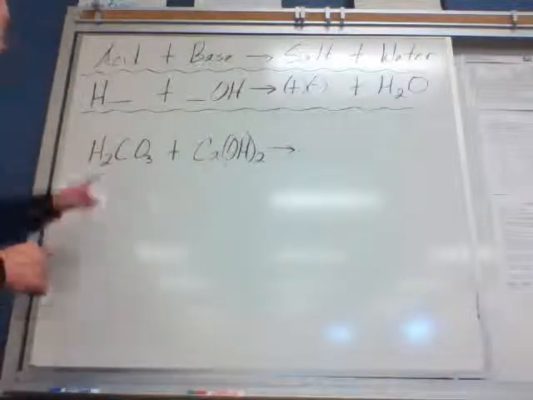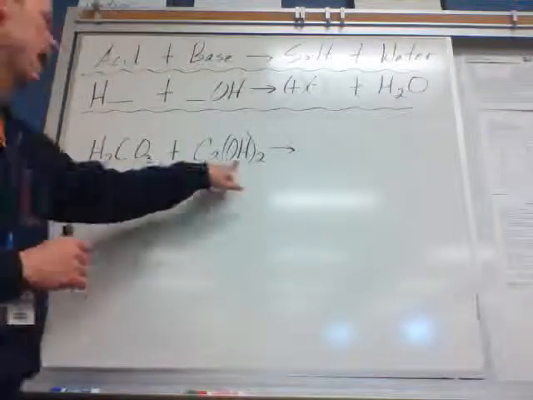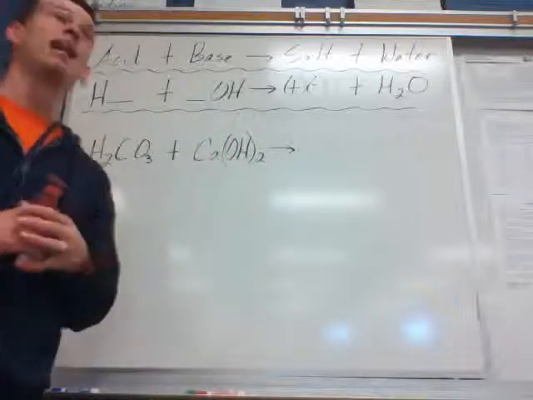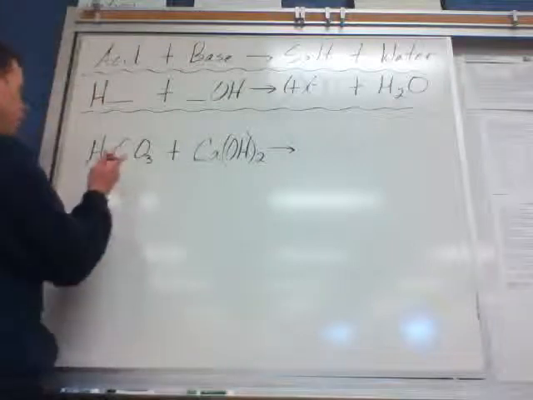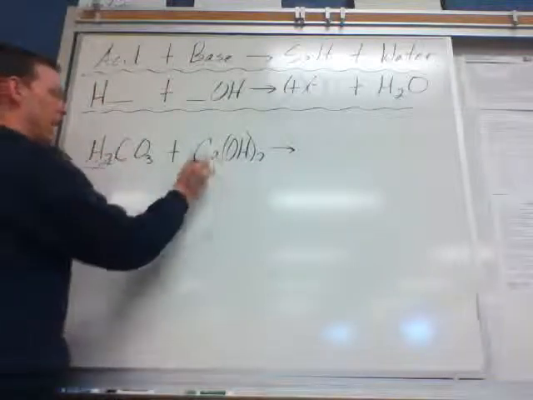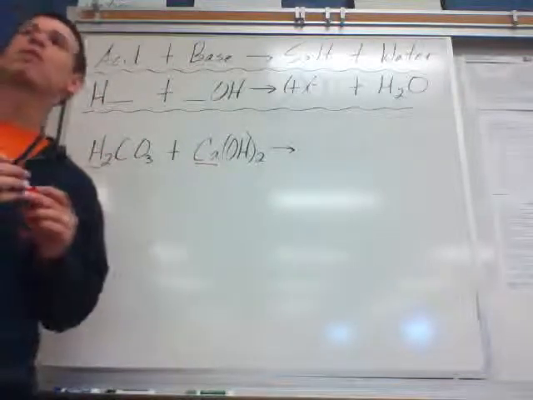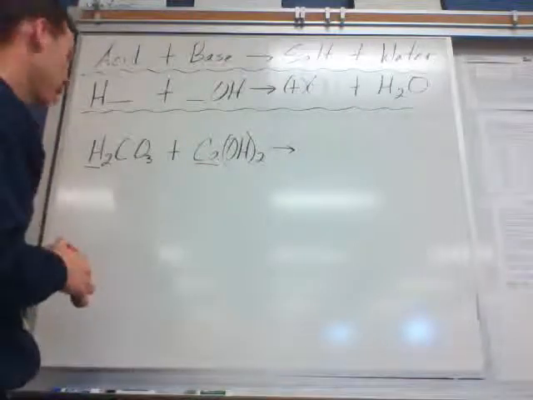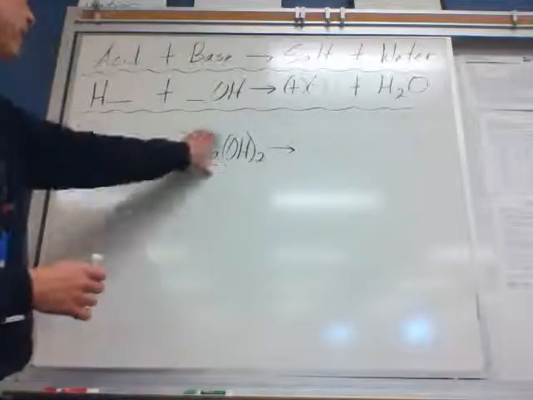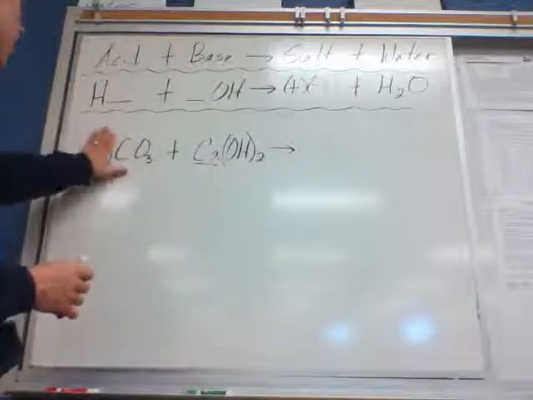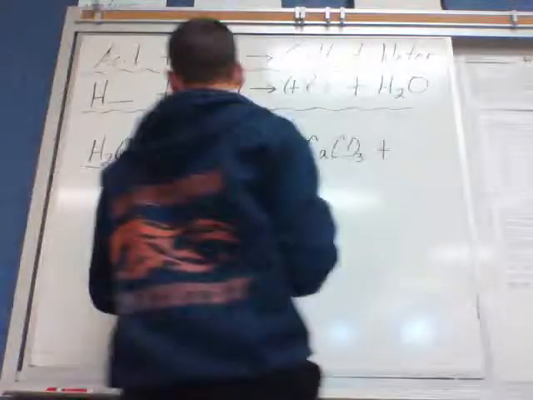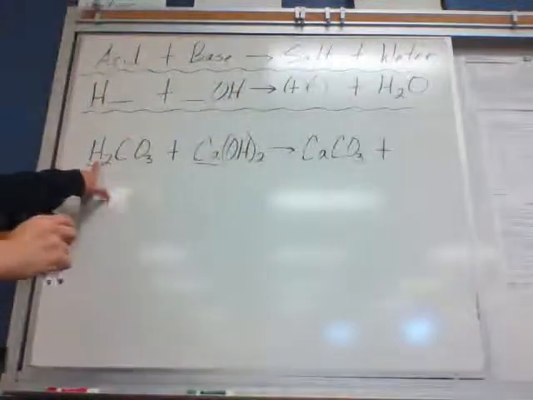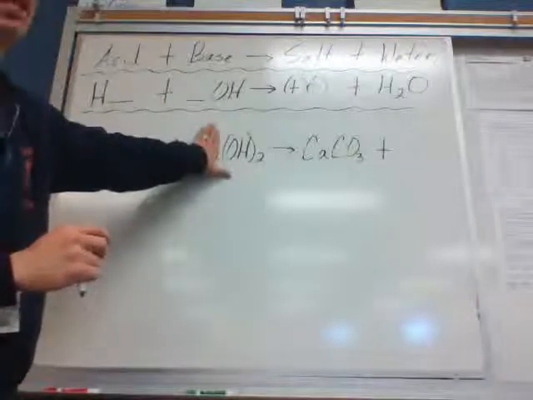I know this is neutralization because it's an acid reacting with a base, so I'm going to do an ion swap. The 2 guys that will switch places are going to be hydrogen and calcium. I just want them to switch spots on the other side. So calcium then will be right there with CO3. Hydrogen will be right here with OH.